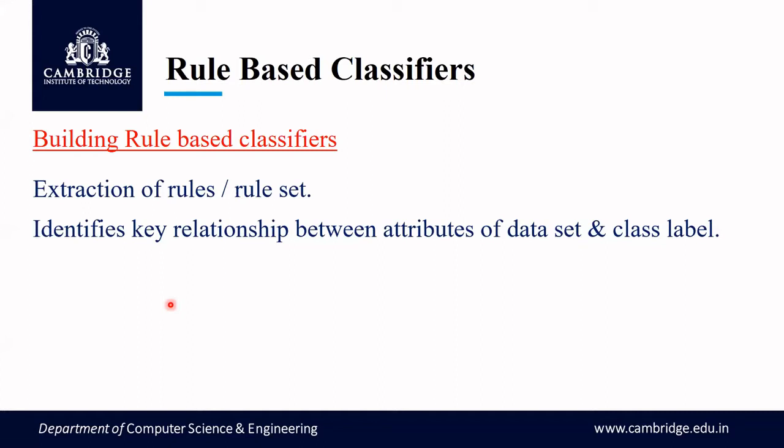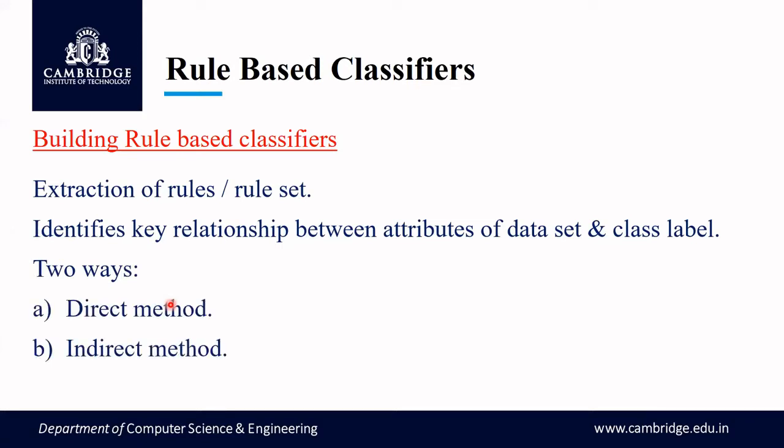To extract the rules, we have two ways in which we can do it. One is the direct method and the other one is the indirect method. When I say direct method, I have a training set given to me. From the training set, I'm going to derive the rules directly. In case of the indirect method, I'll make use of other classification techniques that we have, and then we derive the rules.